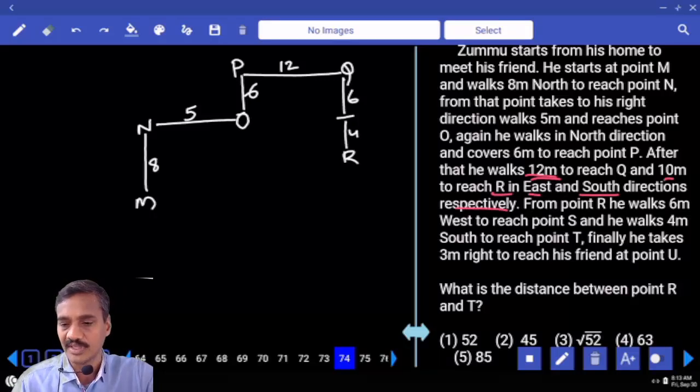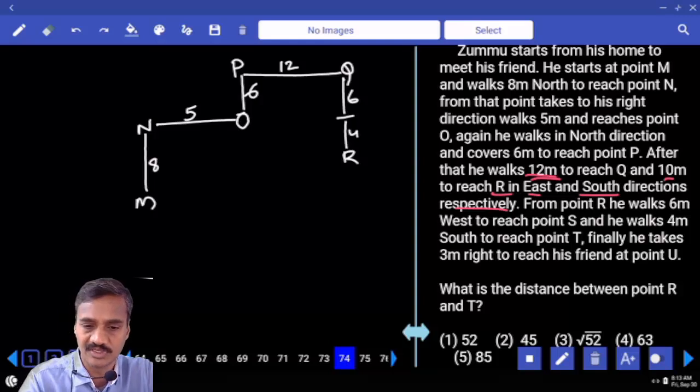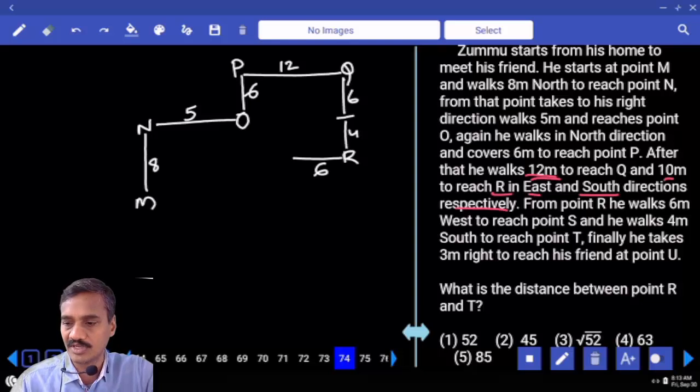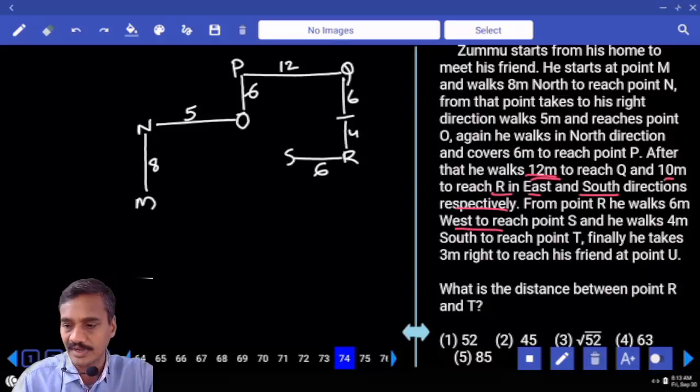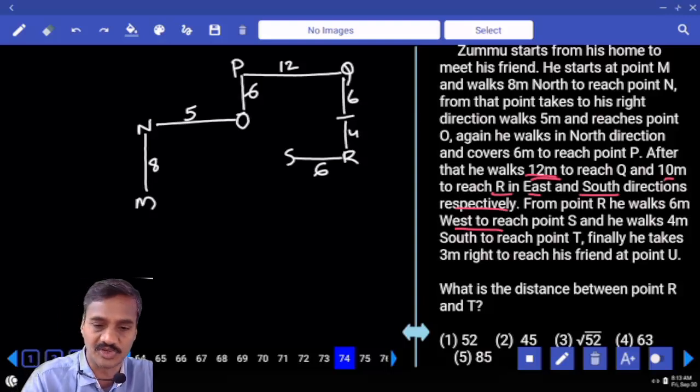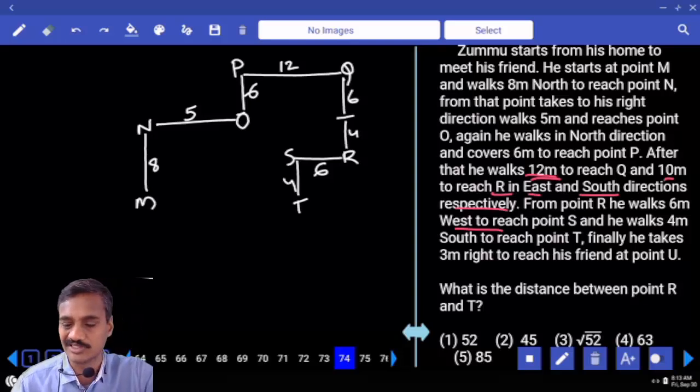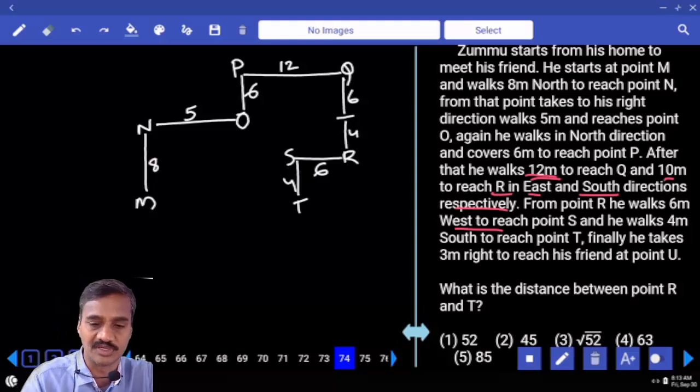From R, he walks 6 meters west to reach point S. And he walks 4 meters south to reach point T, which means M and T are in a horizontal straight line. And finally 3 meters to the right-hand side to reach his friend at point U.